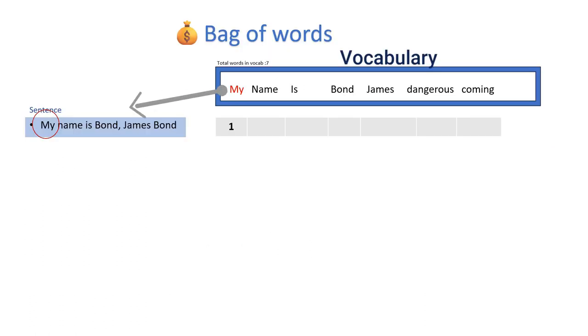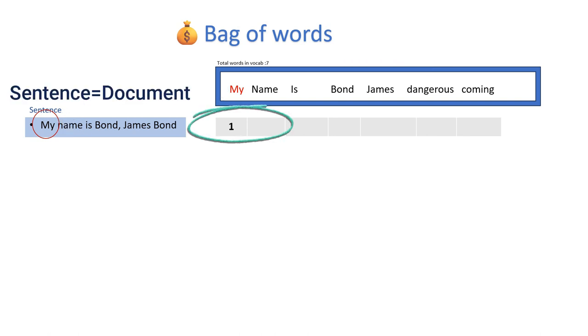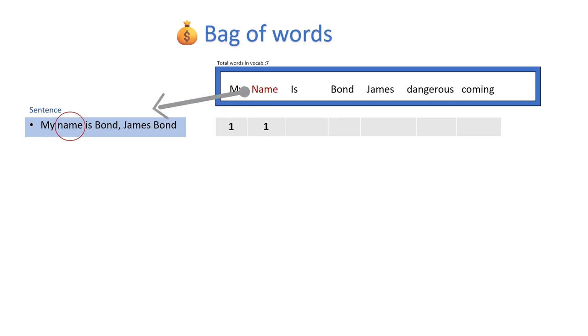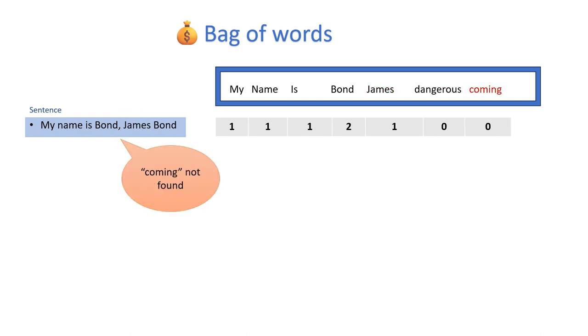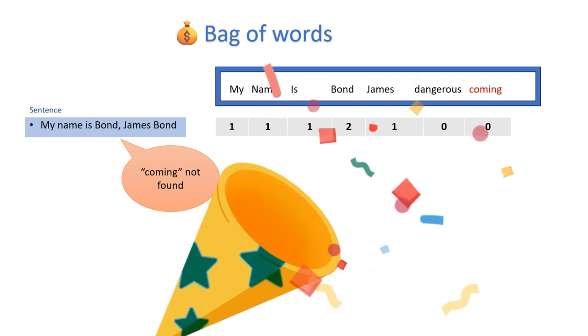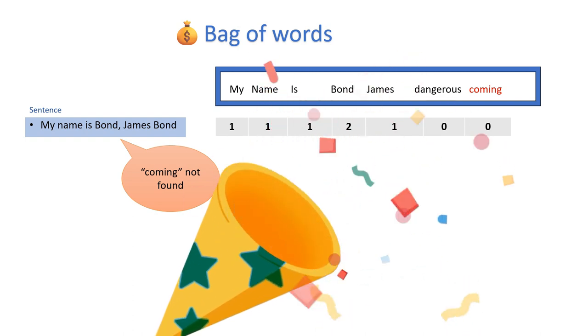So here, we start with the first word in the vocabulary and write down one, because this word appears one time in the sentence or the document. Then we move on to the second word in the vocabulary, we search it in the sentence and write one. Similarly for is, then the word bond appears twice, so we write two. And then the last two words don't appear in our sentence, so we write zero. Congratulations, the first sentence or the document in your dataset is vectorized.